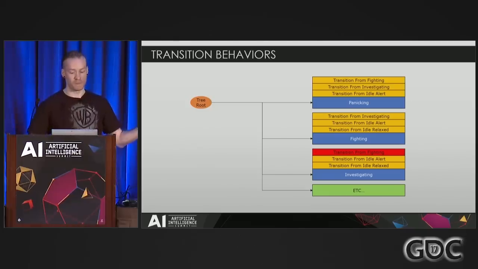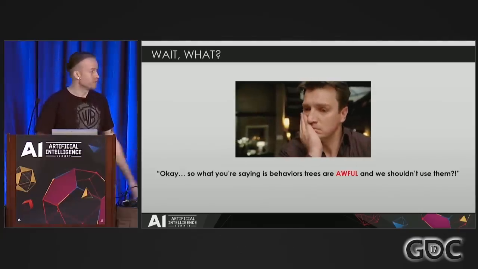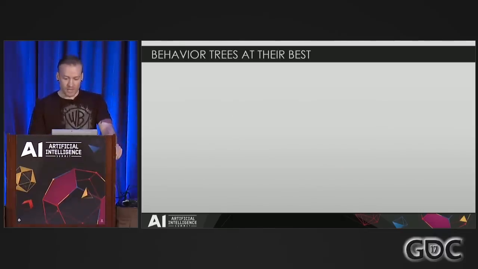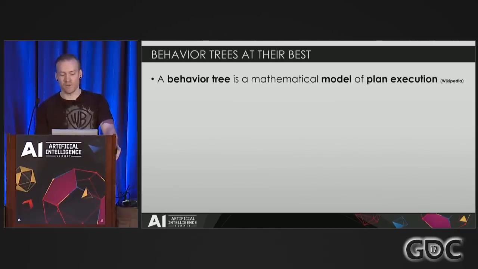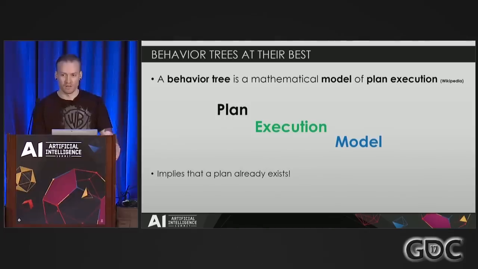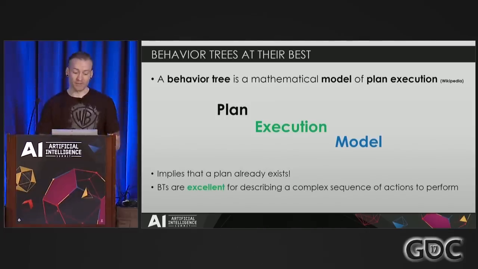Now, I guess a lot of you in the audience are basically saying, okay, well, behavior trees are awful, right? You're supposed to tell me how to use them, not how bad they are. So behavior trees are actually kind of good, but they're good in a different sort of way. If you look at the Wikipedia definition for behavior trees, it's a mathematical model of plan execution. I think that's super important, something we've kind of forgotten. It's a plan execution model, and that implies that there's a plan. Not that the behavior tree is the plan, it's just executing somebody else's plan. Behavior trees are really, really good at describing a complex sequence of actions to perform.